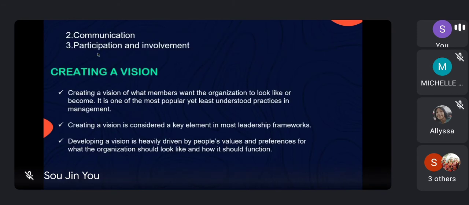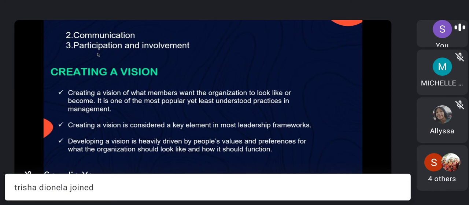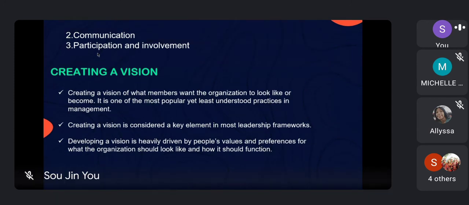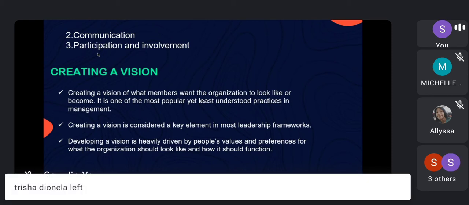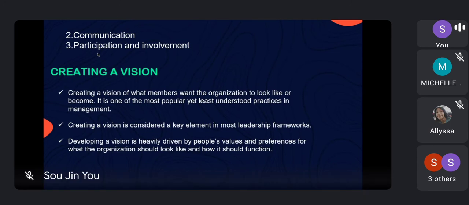Number two, communication. So communication is important. Effective communication about changes can reduce speculation and allay fears. So makakatulong din to para sa mga members na makapag-prepare for changes. And yung last, participation and involvement. So ito yung one of the oldest and most effective strategies for overcoming resistance. Yung pag-involve ng members directly doon sa pag-implement ng changes.